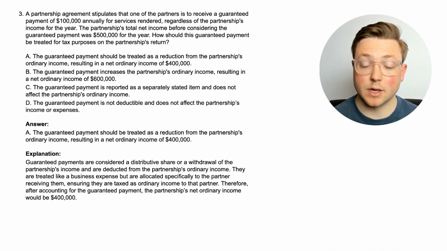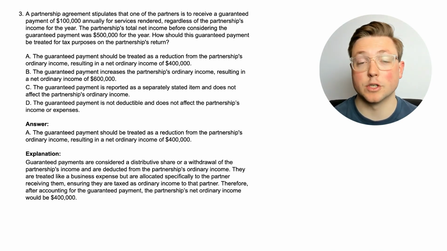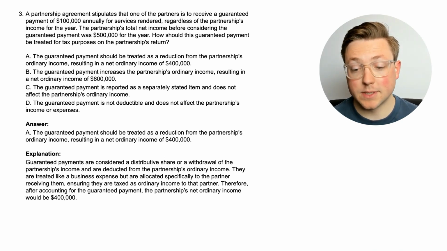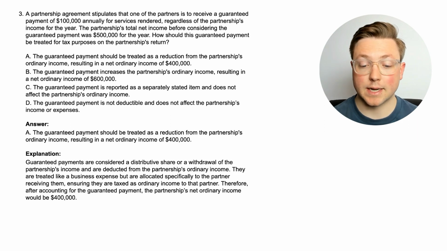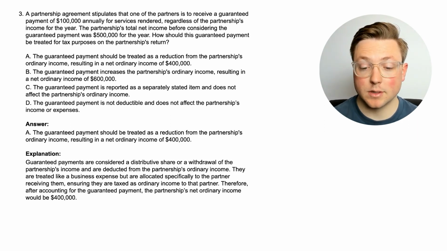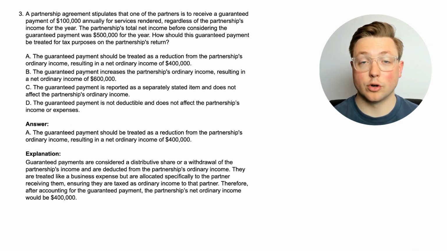Guaranteed payments are considered a distributive share or a withdrawal of the partnership's income and are deducted from the partnership's ordinary income. They are treated like a business expense but are allocated specifically to the partner receiving them, ensuring they are taxed as ordinary income to that partner. Therefore, after accounting for the guaranteed payment, the partnership's net ordinary income would be $400,000.